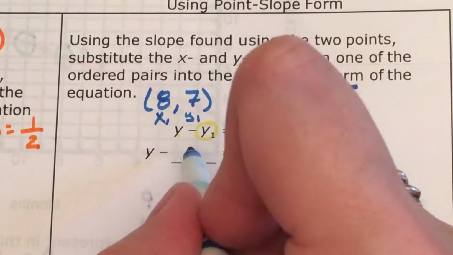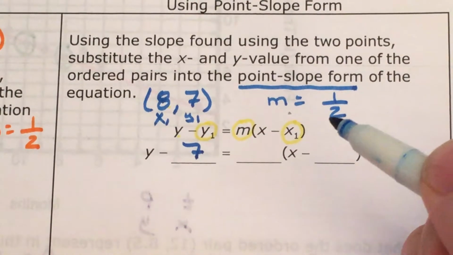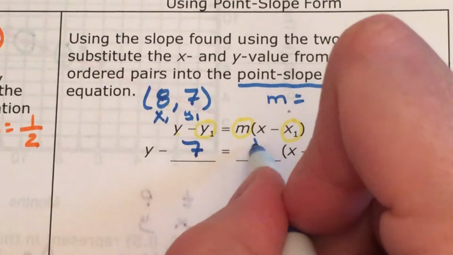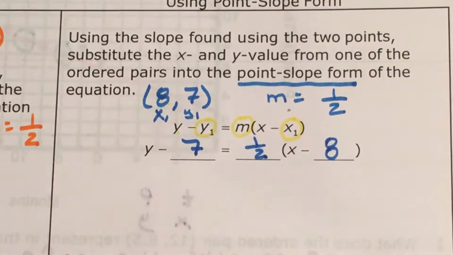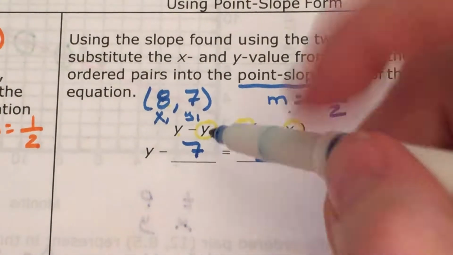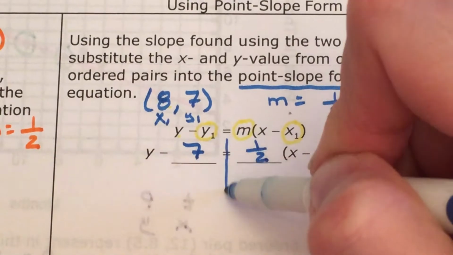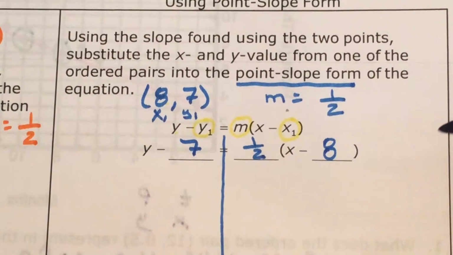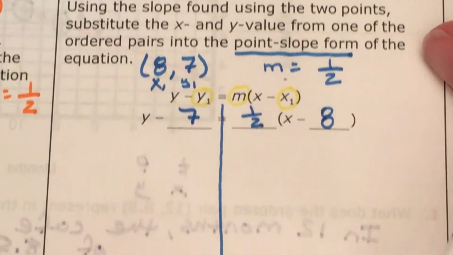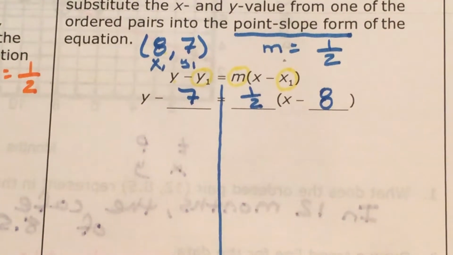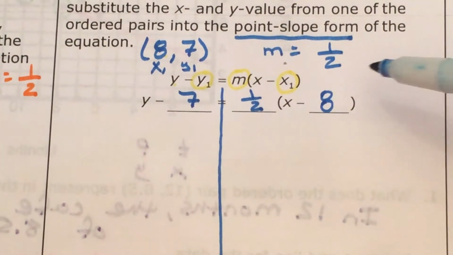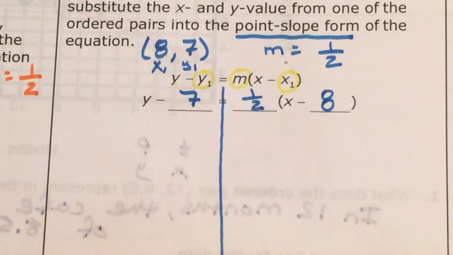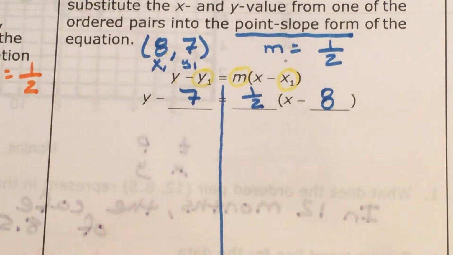So y1 is 7. M is 1/2. x1 is 8. Okay, let's begin solving for y. The first time we did this by hand, a moment ago, there were two parts in that solving process. Part of what's nice about this equation, there's only one step and you're done.